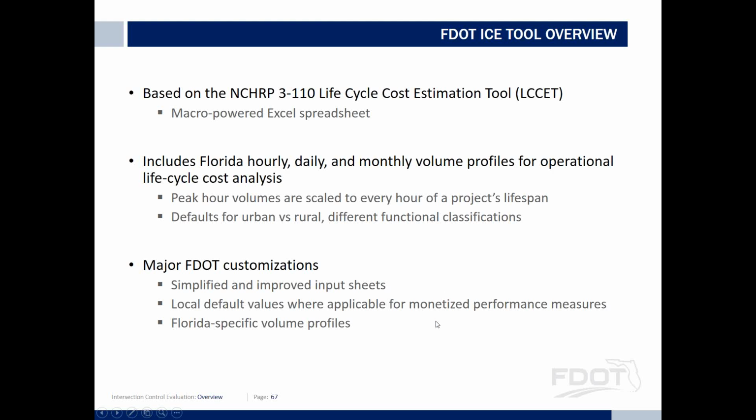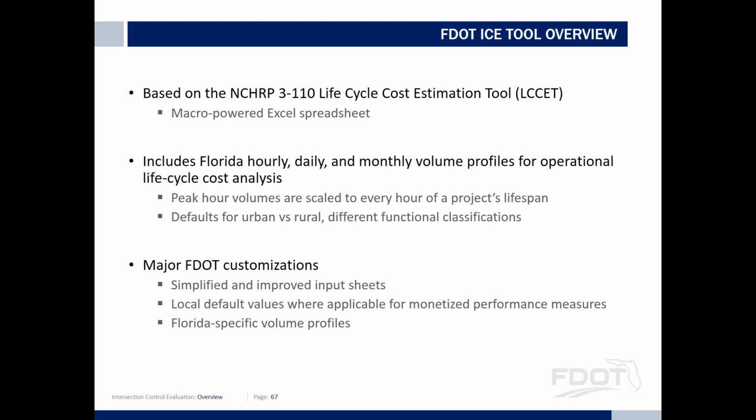So we took this tool from something that's already been put together, which is the NCHRP 3110 Lifecycle Cost Estimate tool. It's fairly new. I think it's only like 1 year old, and it's macro based. And we took that, we modified it for Florida. So what do we do for Florida? We took the peak hour volumes and developed a volume profile, a monthly volume profile for Florida to be used to compute the delay, based on the different types of alternatives that are available and what you select. It's a really cool tool.